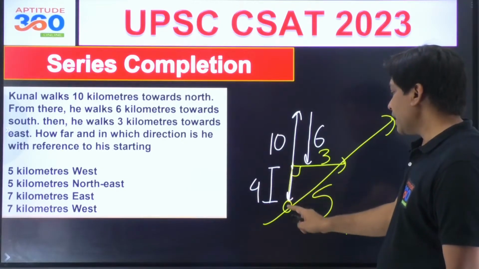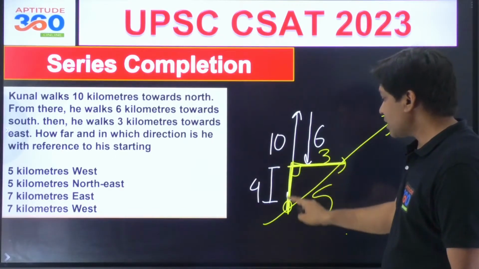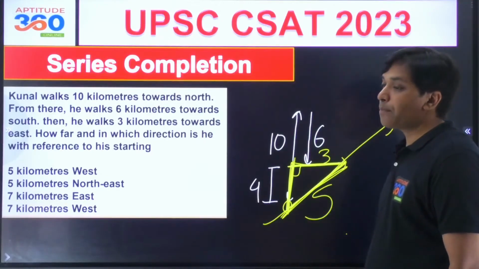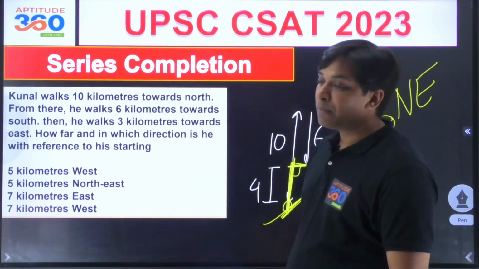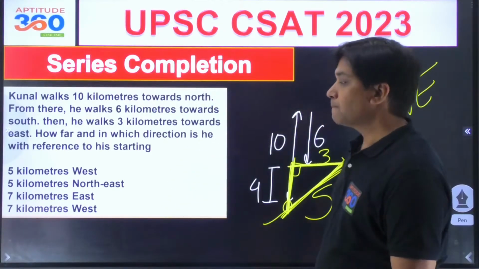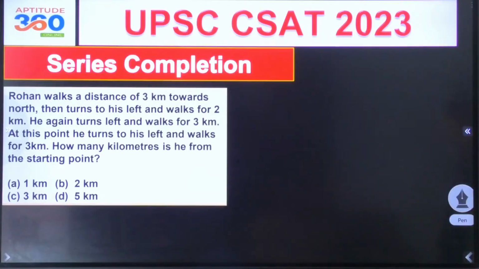Does anyone have a problem with this? How come this is 4? How come this is 3? If this is 4 and this is 3, this will have to be nothing but 5. Is this okay? Anybody who's not understanding, please ask. Everybody's understanding. Go ahead and solve this one.